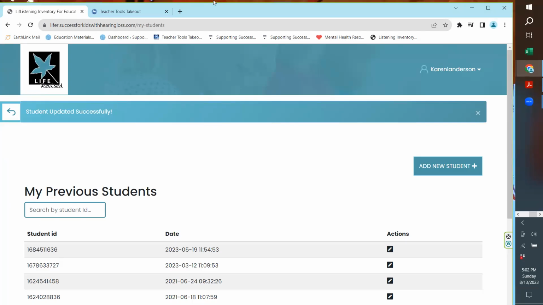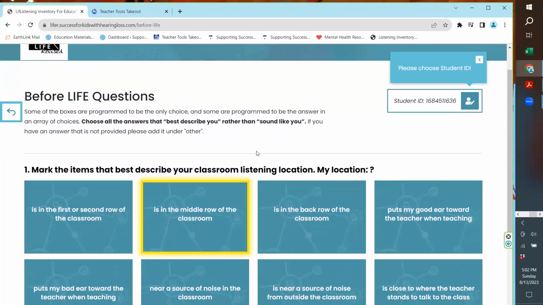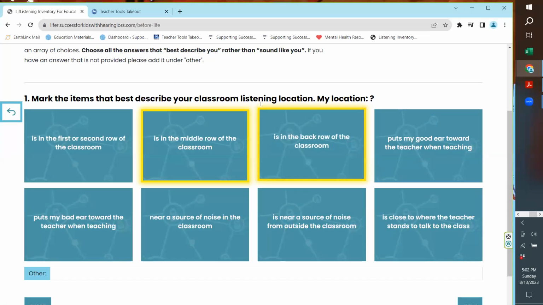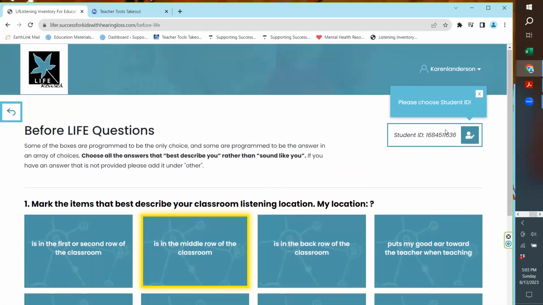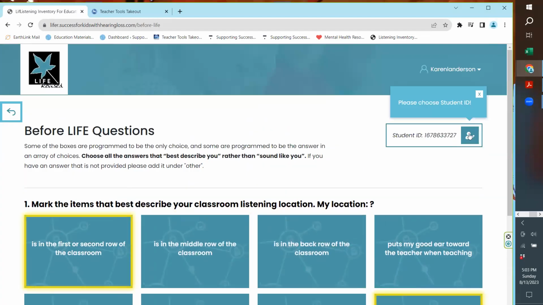Okay, I'm going to go back up here. Now that I have the demographic information filled out and I've chosen that student, let's look at the different things that he had checked. So again, I'm looking back at this particular student because, no, let's see, I need to choose the student ID. I wanted to choose 3727.